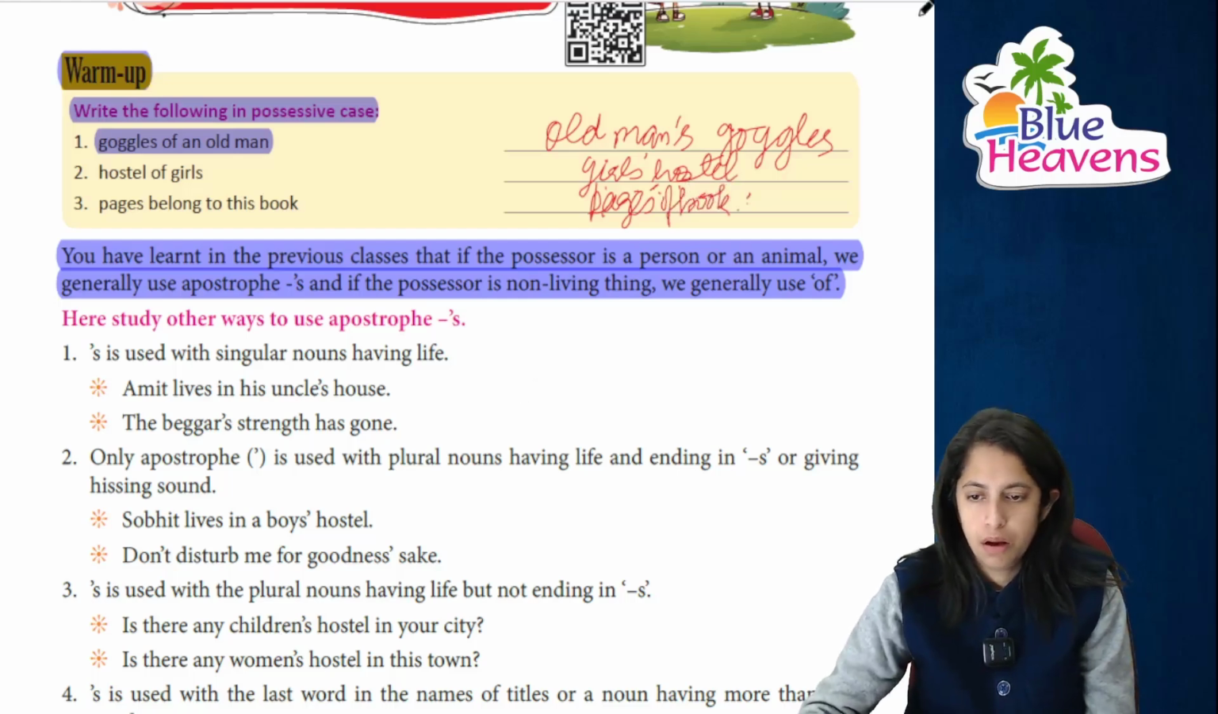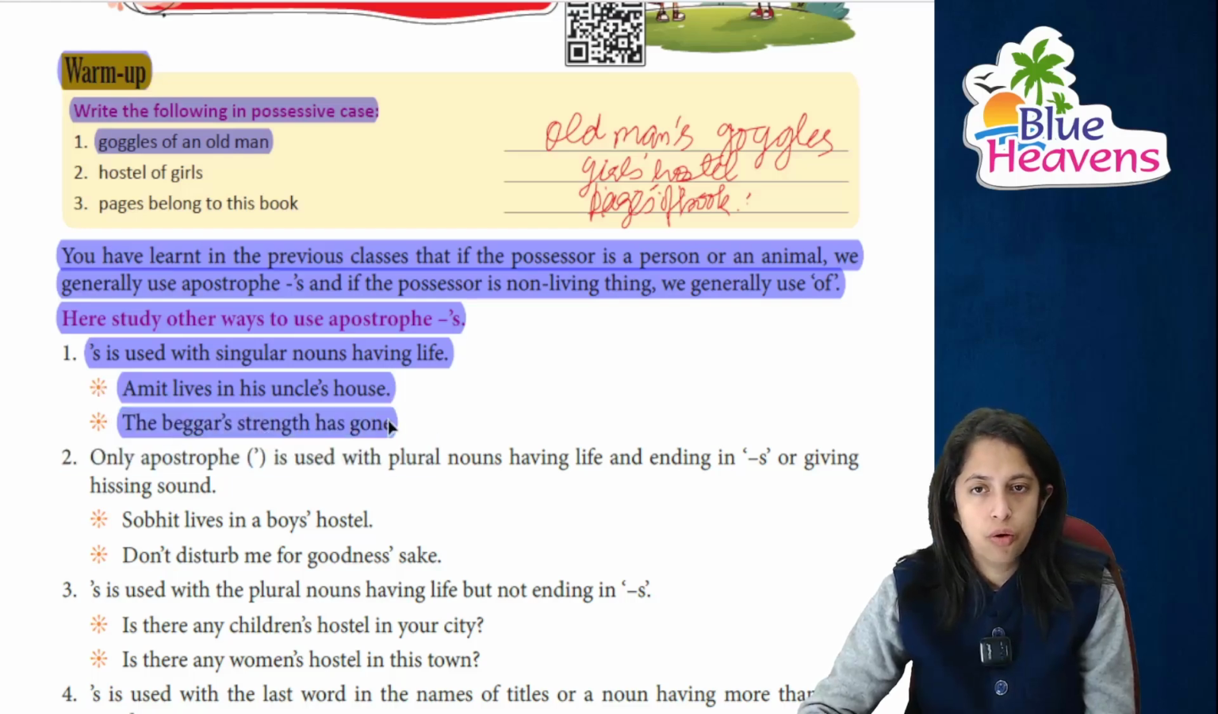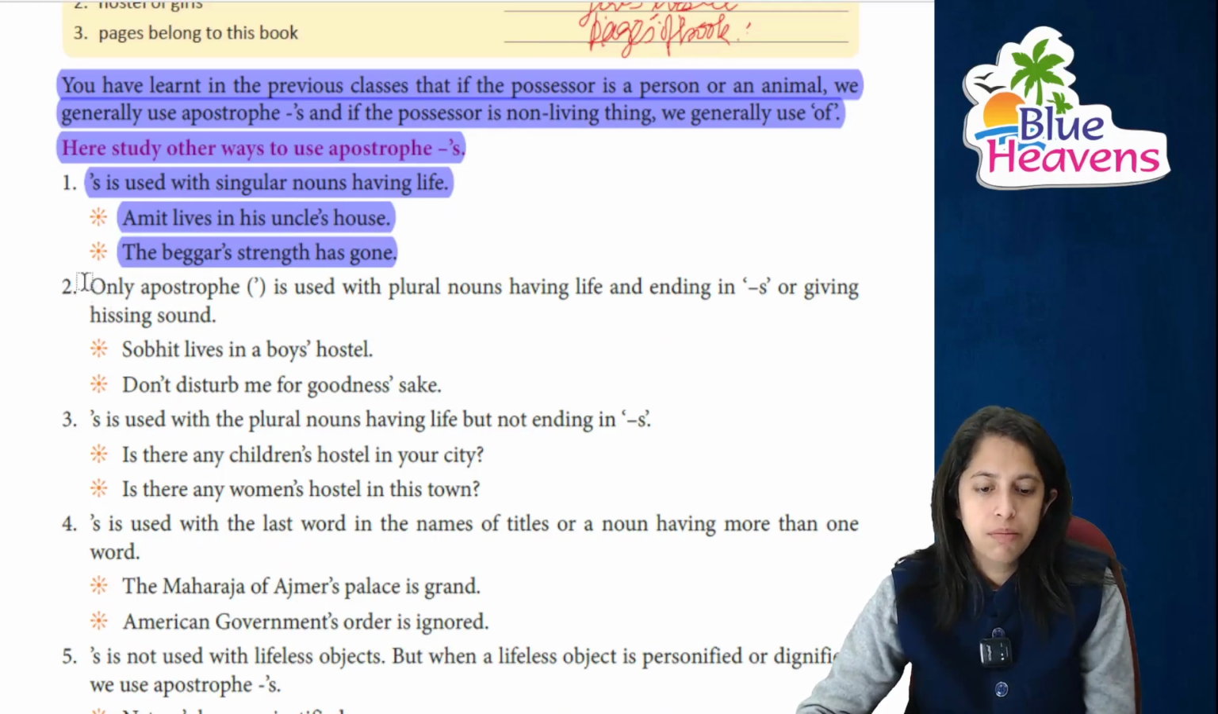Right? Now here we will be studying other ways to use the apostrophe s. Apostrophe s is used with the singular noun having life, जिनमें life होती है means वो living. जैसे Amit lives in uncle's house. Amit जो है अपने अंकल के घर में रहता है. Beggar's strength has gone. He is not at all that much powerful.